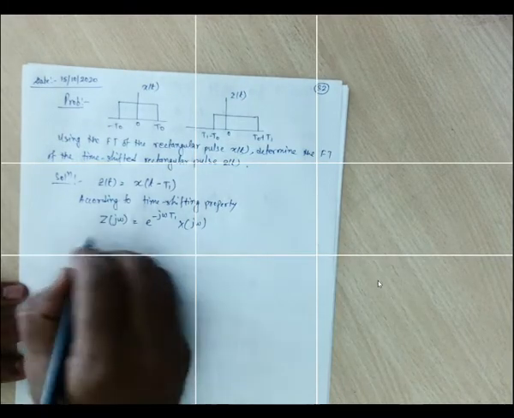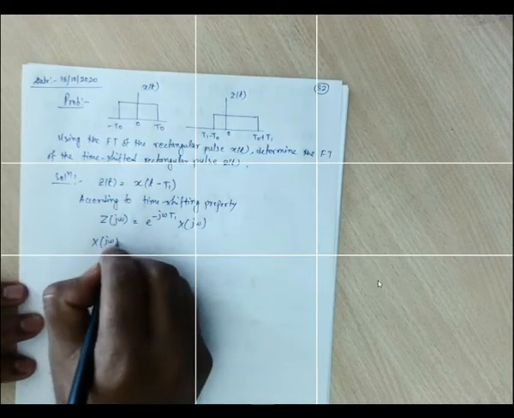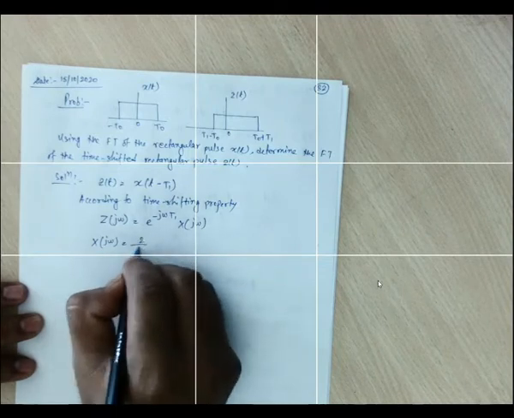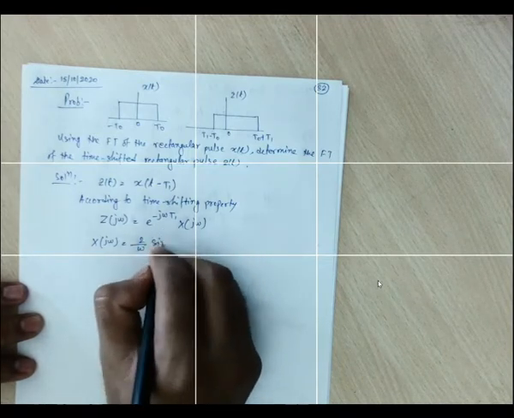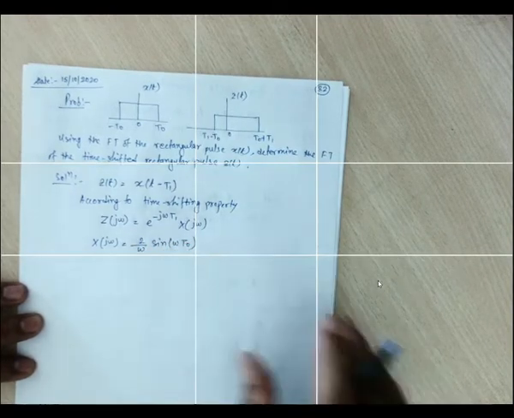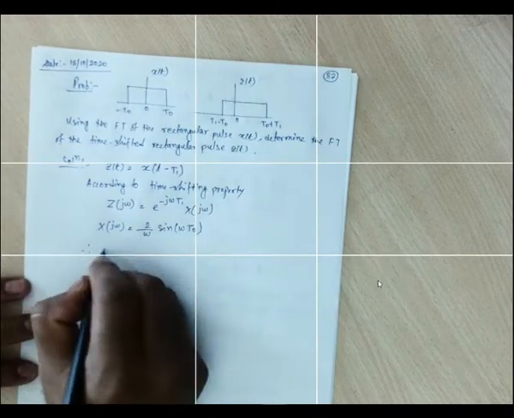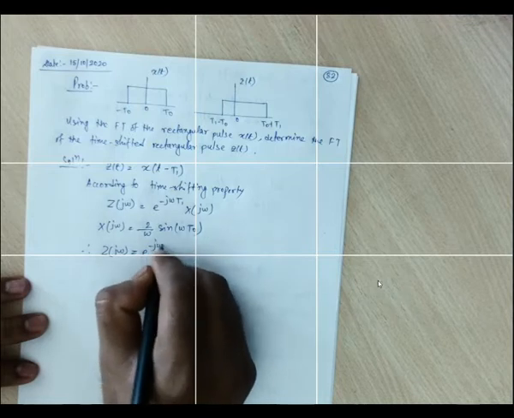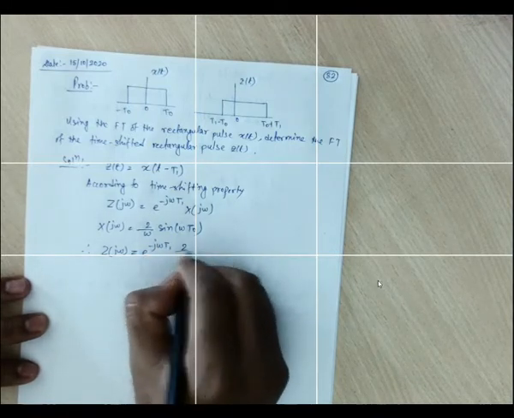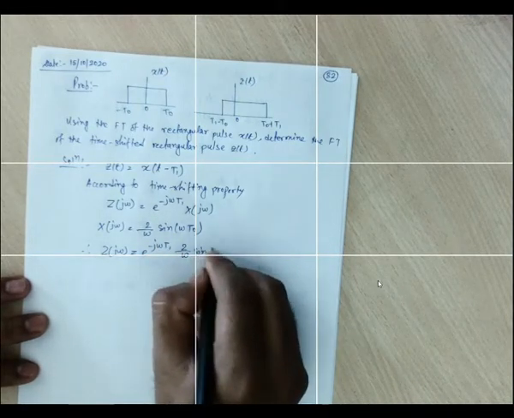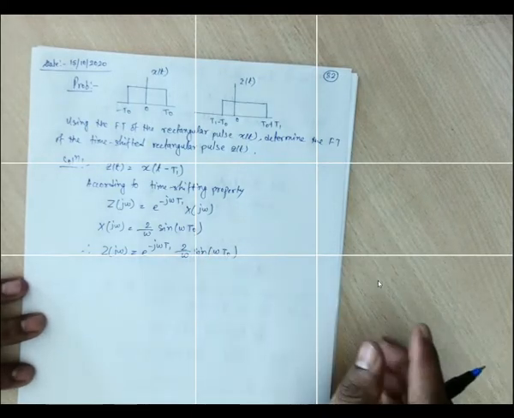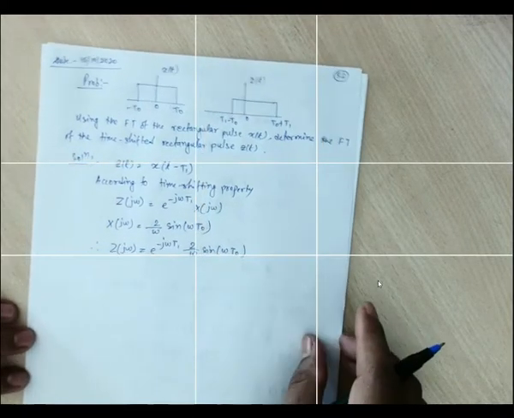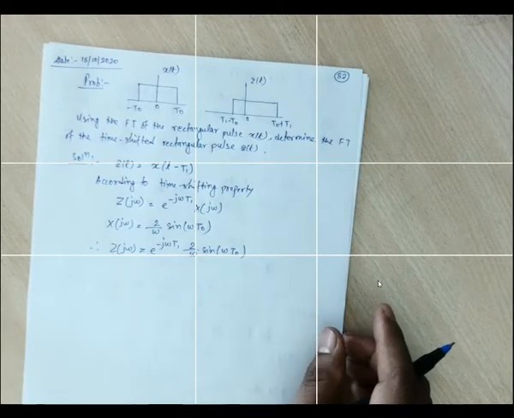So what is X of j omega? We have already derived that one. X of j omega is twice by omega, it is a sinc function, sine omega t naught, right? Therefore our Z of j omega is e to the power minus j omega t1 twice by omega sine omega t naught. Okay. So in this way we are supposed to apply the time shifting property or time shift property.